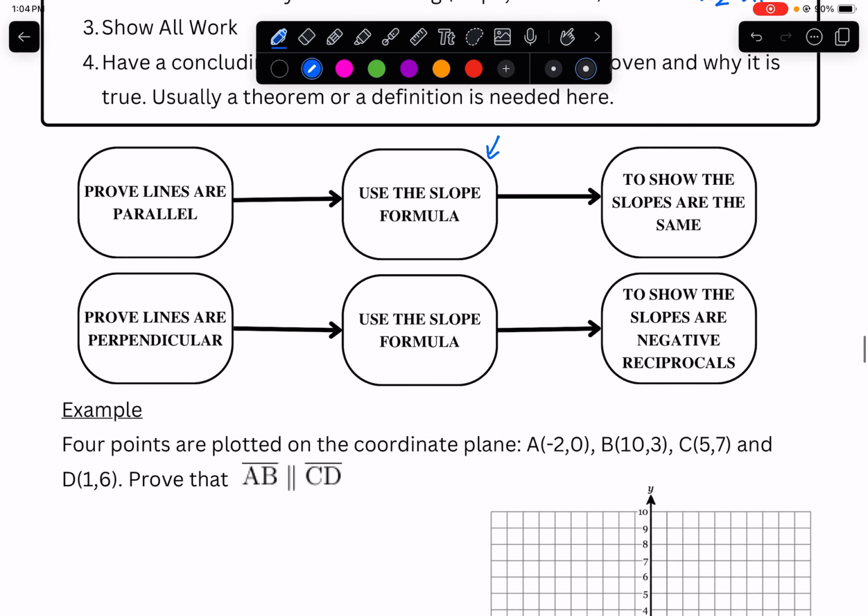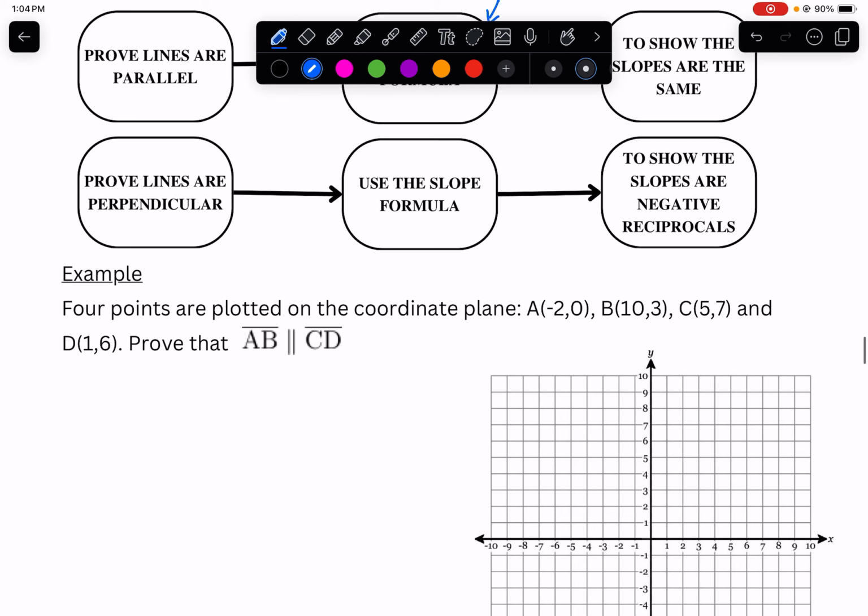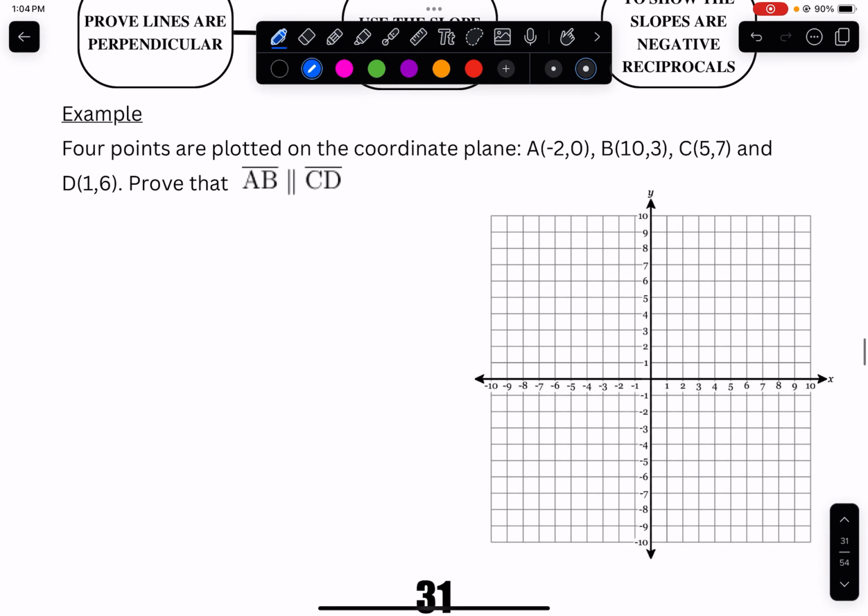Same thing with perpendicular, right? You use the slope formula to show that they are negative reciprocals. By the definition of perpendicular lines, they are perpendicular. So let's do an example. Four points are plotted on the coordinate plane and prove that the lines AB and CD are parallel. So we start by plotting our points.